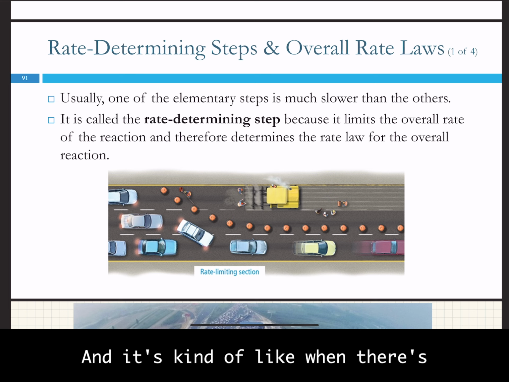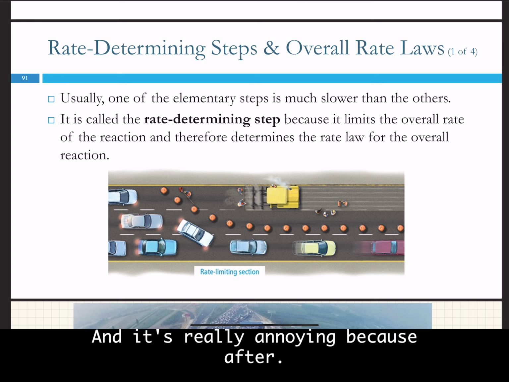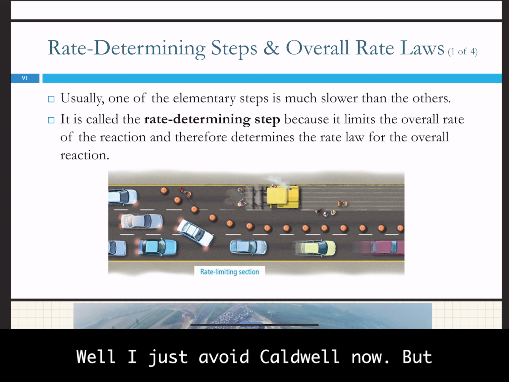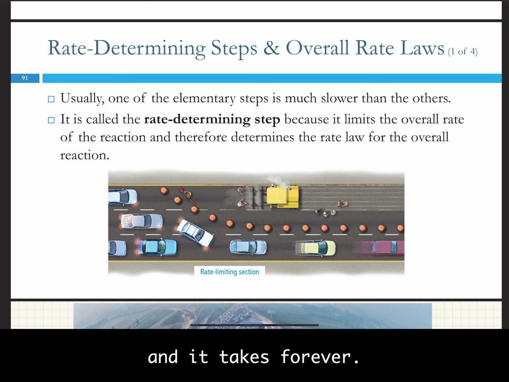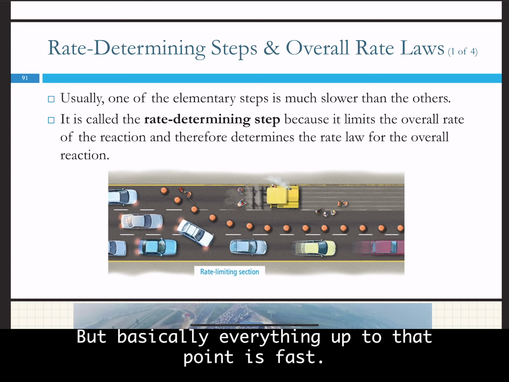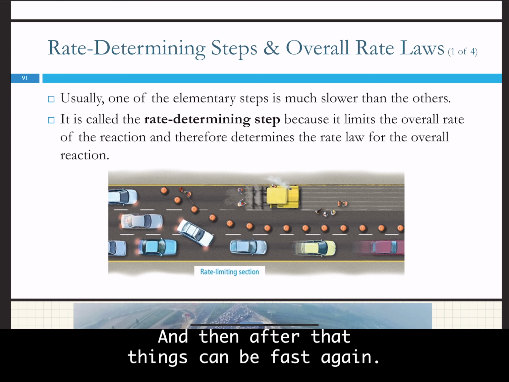And it's kind of like when there's construction, which right now there's construction on Caldwell, and it's really annoying, so I just avoid Caldwell now. But when I'm driving home, everything narrows down into a single lane, and it takes forever, and the lights are dumb. They're just on timers. But basically, everything up to that point is fast, and then everything at that step is really slow, and then after that, things can be fast again.